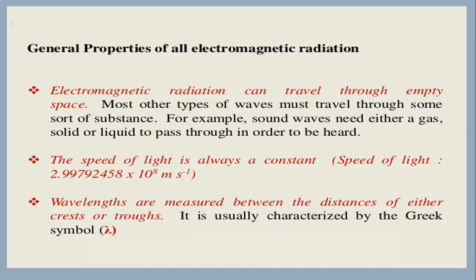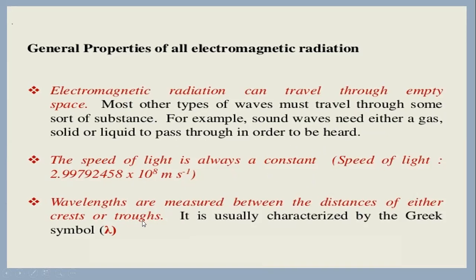Electromagnetic radiations can travel through empty space, while most other types of waves must travel through some sort of substance. An example is sound waves, which need either a gas, a solid, or a liquid to pass through in order to be heard. The speed of light is always a constant, that we are aware.